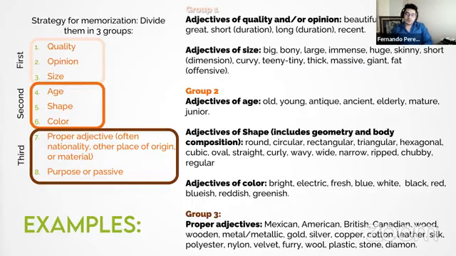Group number 2: old, young, antique, ancient, elderly, mature, junior. We have a lot of new vocabulary, so take a note on the new words. Shape includes geometry and body composition. If you talk about the body, that's also shape. So you have round, circular, rectangular, triangular, hexagonal, cubic, oval, straight, curly, wavy, wide, narrow, ripped, chubby. Chubby is similar to fat. That is also considered shape.